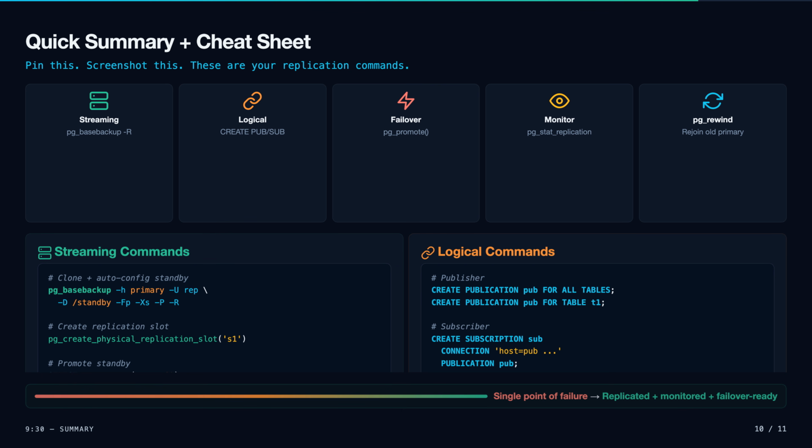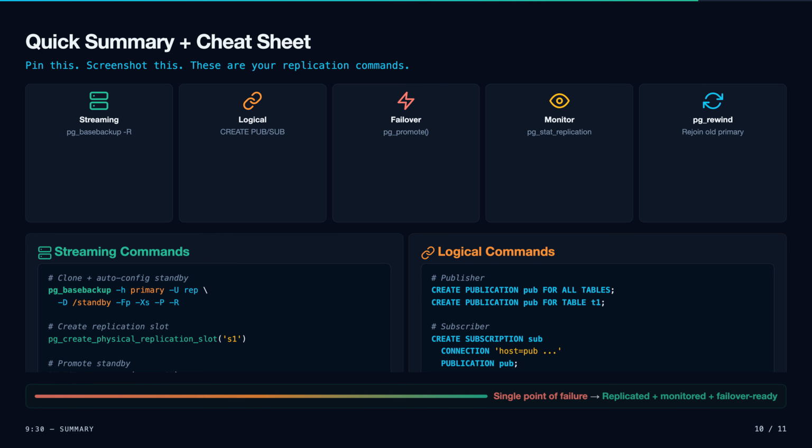5 tools. Streaming with pg_basebackup -R. Logical with create publication and subscription. Failover with pg_promote. Monitor with pg_stat_replication. pg_rewind to rejoin old primary.